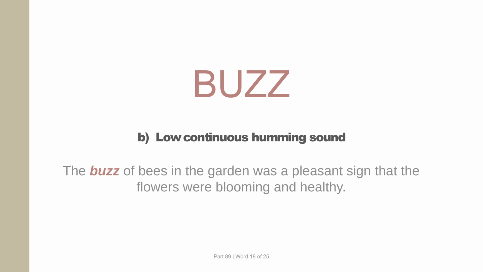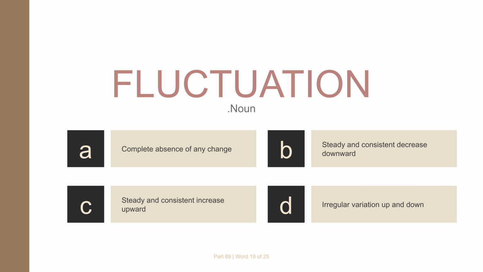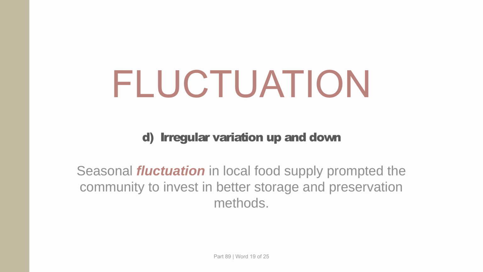Question 19. What is the meaning of fluctuation? Option A, complete absence of any change. Option B, steady and consistent decrease downward. Option C, steady and consistent increase upward. Option D, irregular variation up and down. Correct answer, option D. The correct meaning of fluctuation is irregular variation up and down. Example: seasonal fluctuation in local food supply prompted the community to invest in better storage and preservation methods.